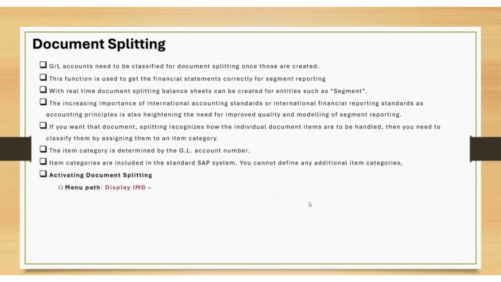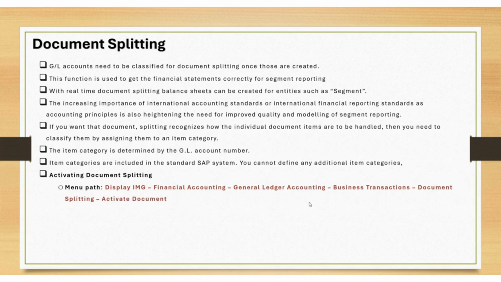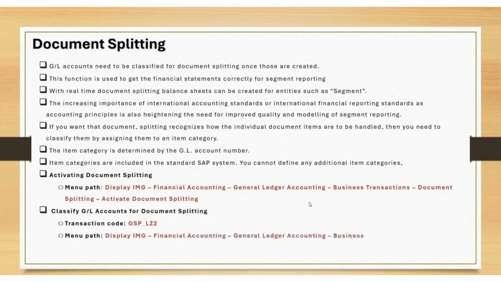Document splitting is already activated in SAP S/4HANA Business Suite. If not, then you can activate it by following the menu path. But now, in this activity, we have to classify GL accounts for document splitting. We can either use the transaction code GSP_LZ2, or we can also follow this menu.